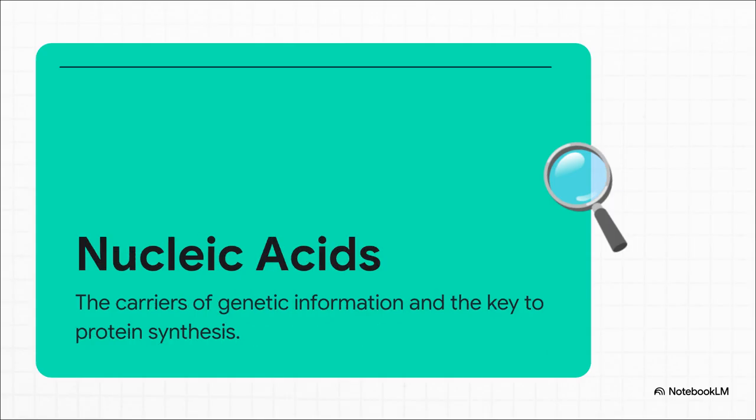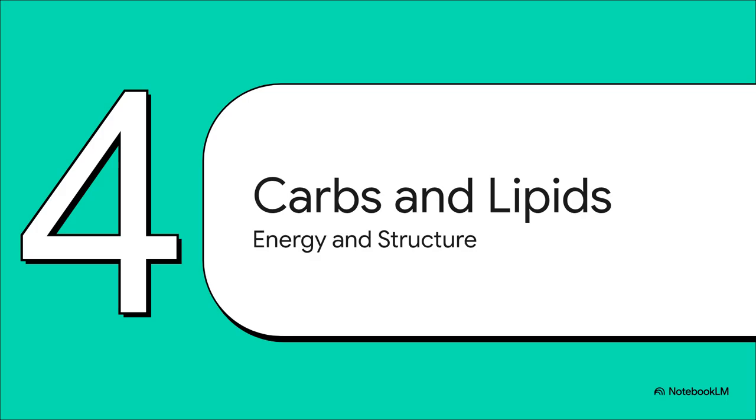And finally, we have the nucleic acids. This is your DNA and your RNA. Think of these as the blueprints, the master instruction manuals that store and carry all the genetic information needed to build and run an entire organism. All right, let's dive a bit deeper into our first 2 categories, shall we?